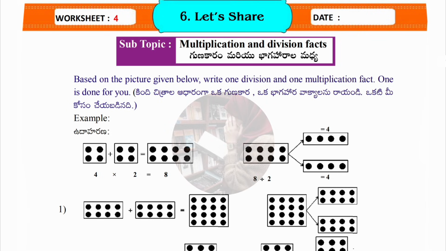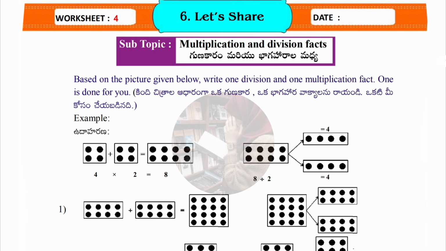Okay, so in the first picture we have given 3 boxes. In first box we have 4 dots. In second box also we have 4 dots. So 4 plus 4 is 8. So in the third box we have 8 dots. So by seeing this we can write it as 4 multiplied by 2. So 4 in 2 boxes. That's why 4 multiplied by 2 gives 8 dots. Okay, so this is the multiplication form.